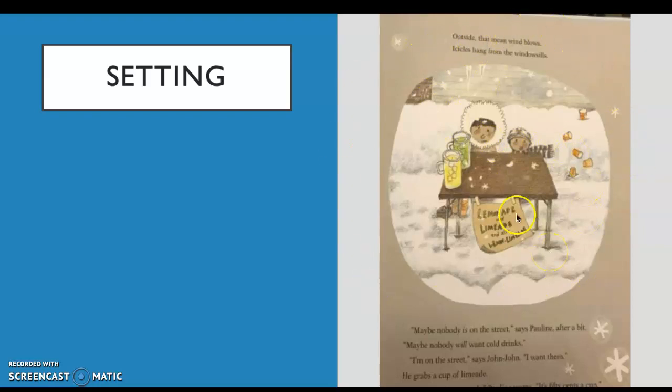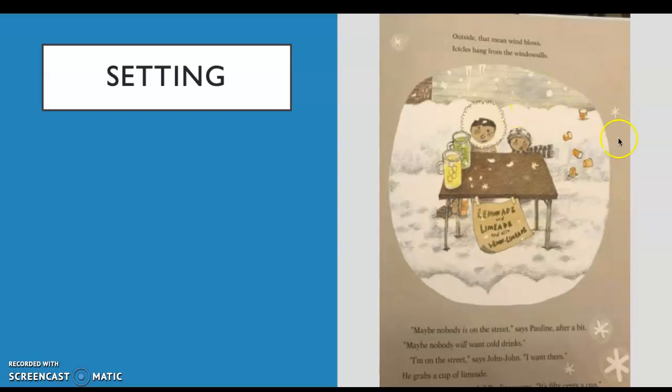Outside, that mean wind blows. Icicles hang from the windowsills. Maybe nobody is on the street, says Pauline after a bit. Maybe nobody will want cold drinks. I'm on the street, says John. I want them. He grabs a cup of limeade. Don't drink too much, Pauline warns. It's 50 cents a cup.